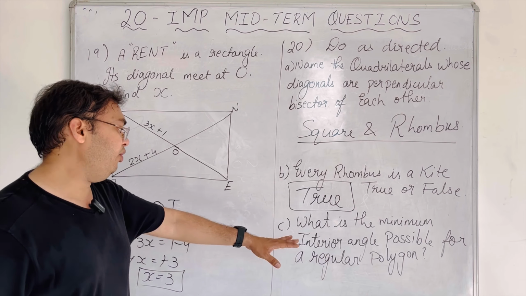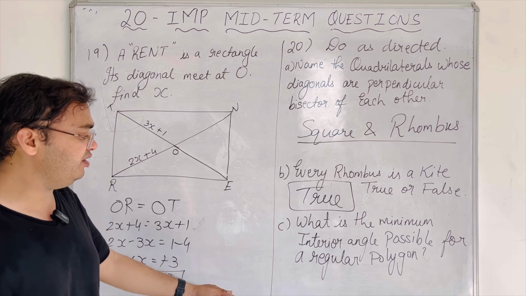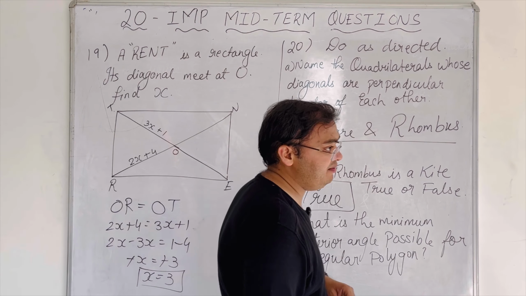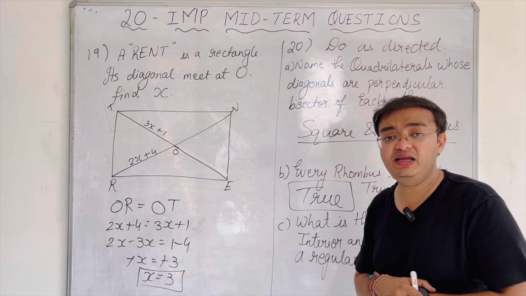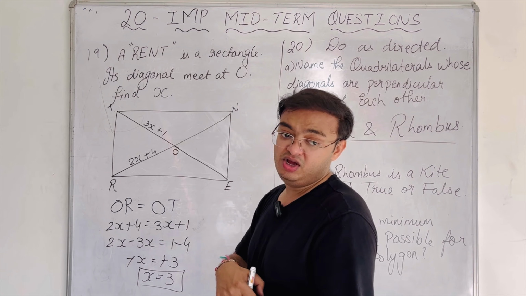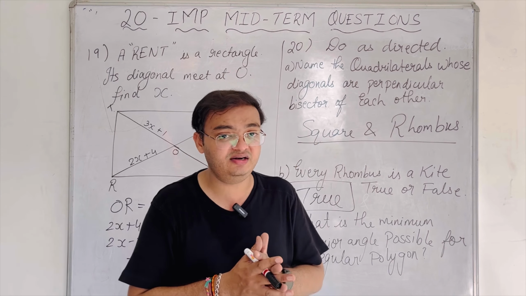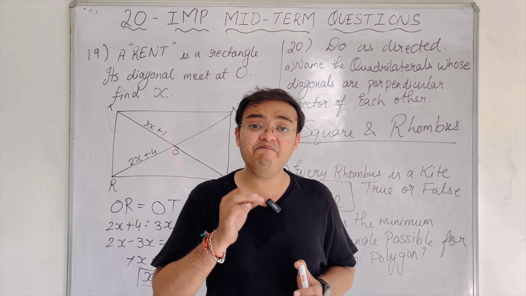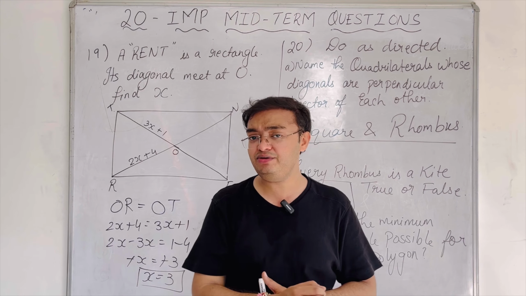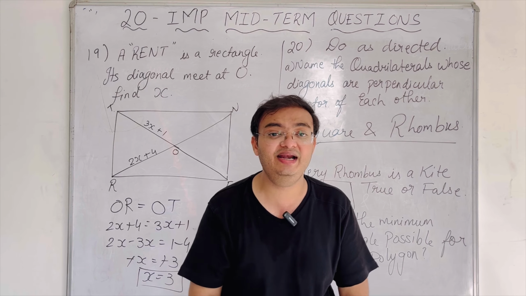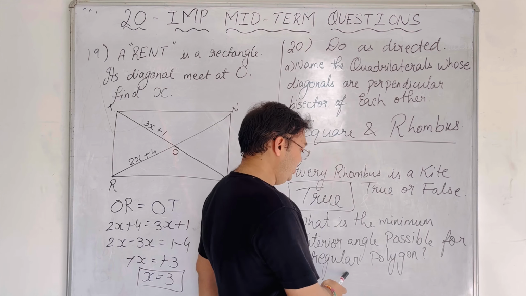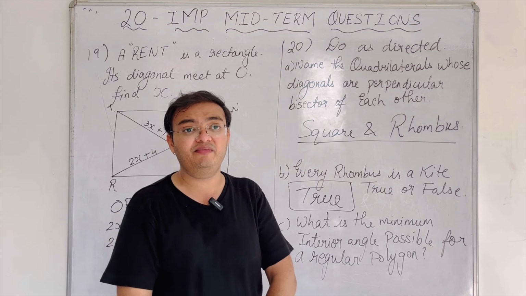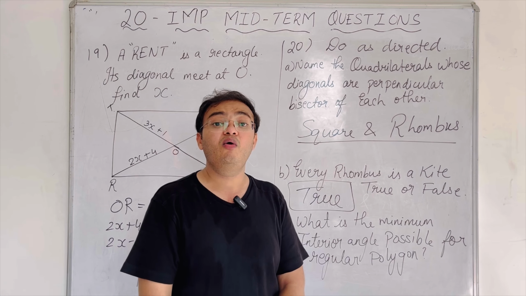This is very easy. What is the minimum interior angle possible for a regular polygon? First of all, tell me which is the minimum polygon. Poly means many and gon means side. So we have to find a figure with the minimum number of sides, and the minimum sided figure is the triangle. In a triangle there is one condition: it should be a regular polygon, that is, a regular triangle.